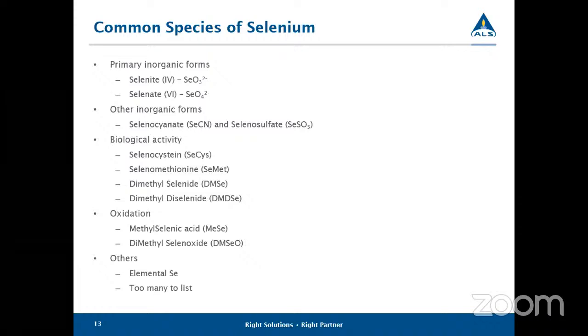Biological activity affects the selenium species. We will start to see selenocysteine and selenomethionine for vertebrates and fish. Perhaps with microorganisms, we will see methylation. That might be dimethylselenide and dimethyl diselenide, and these are volatile species of selenium. There can be oxidative processes which create methylselenic acid or dimethylselenic oxide when it reacts with some of these biological offshoots. And then there are other species as well, elemental selenium. And really, once we start looking at biota and how organisms are processing it, there are hundreds of different species. There are really too many to list.